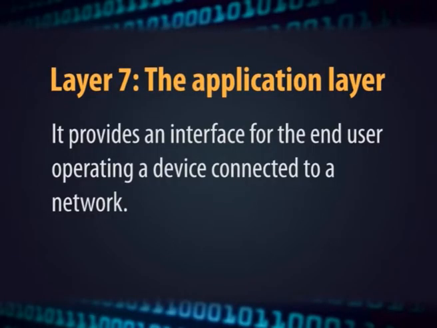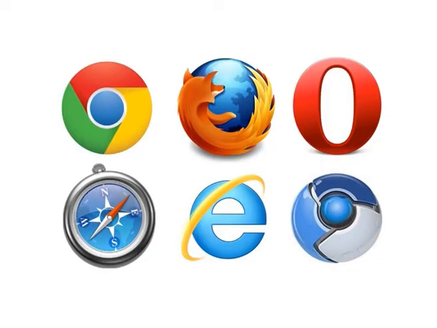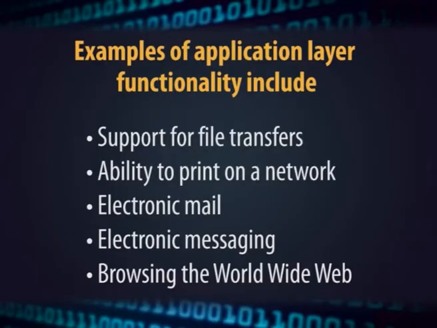Layer 7, the application layer, provides an interface for the end user operating a device connected to a network. This layer is what the user sees in terms of loading an application such as a web browser or email client. That is, the application layer is the data the user views while using these applications. Examples of application layer functionality include support for file transfers, ability to print on a network, electronic mail, that is email, electronic messaging, and browsing the World Wide Web.